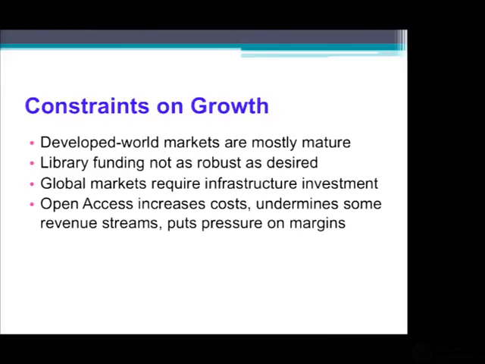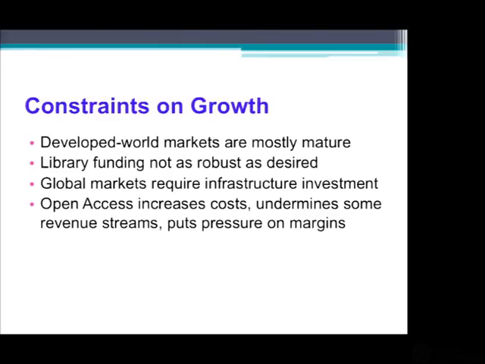Now, as Michael was saying, we have constraints on growth, and it's actually worse than that. It's not only having trouble growing, but we're also getting margin pressure. We know that we have developed world markets that are mostly mature. We're not seeing 10% growth in the US market, for example. We know that there are issues with library funding. It is not as robust as desired.